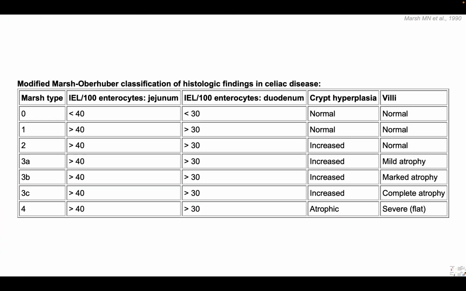So this is the modified Marsh Oberhuber classification for the celiac disease diagnosis on the histopathology. So same as earlier I discussed, but here the modification is in this type 3. Here type 3A, B and C based on the villus atrophy. If the villi are mildly atrophied, then 3A. Marked atrophy, you can see, then 3B. If there is a complete atrophy of villi, then it is a 3C.